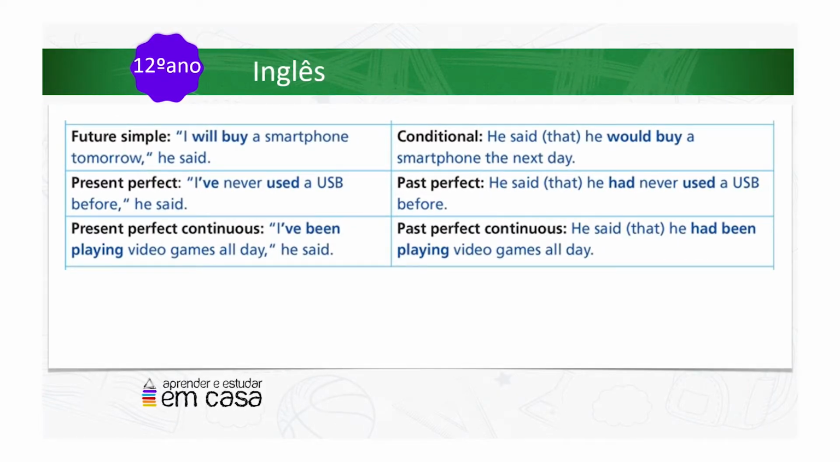Future goes to conditional. As I said, mainly what you have to remember is if it's present, it goes to the past. Okay? If it's future, it goes to conditional. And if it's past, it goes to past perfect. And if it's past perfect, it remains past perfect. So these are the changes in the verb.